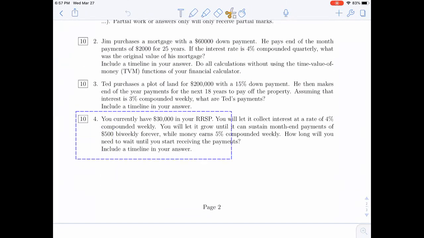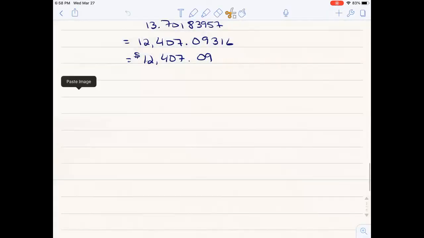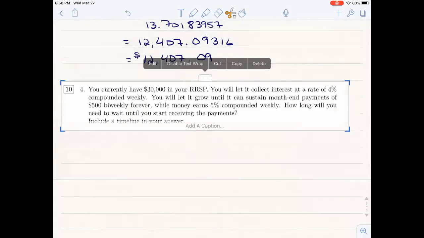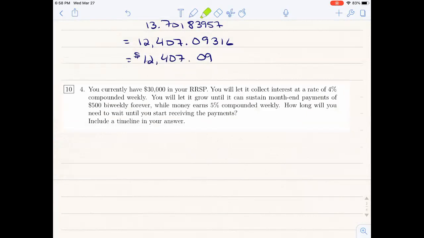Here's the one with the typo. I'm sure you caught it though. So it says you currently have $30,000 in your RSP. You will let it collect interest at a rate of 4% compounded weekly. You will let it grow until it can sustain month-end payments of $500 bi-weekly forever.